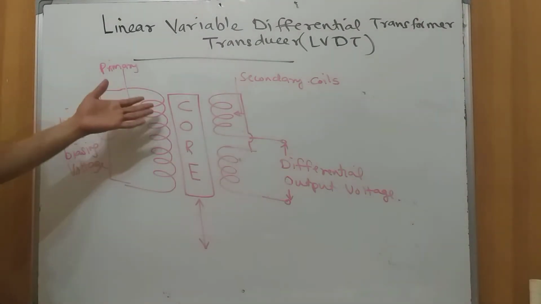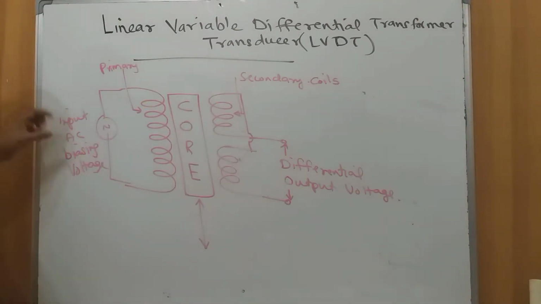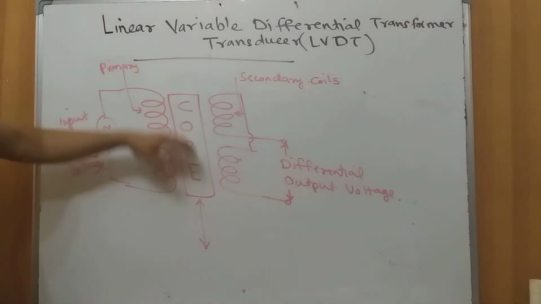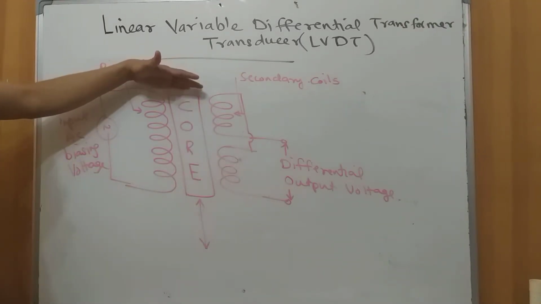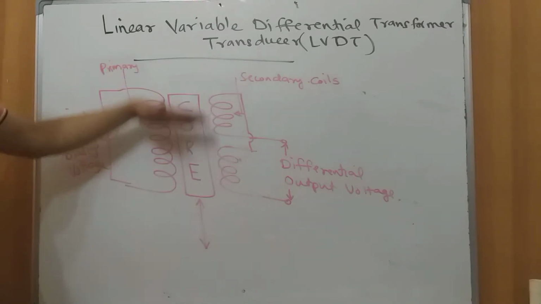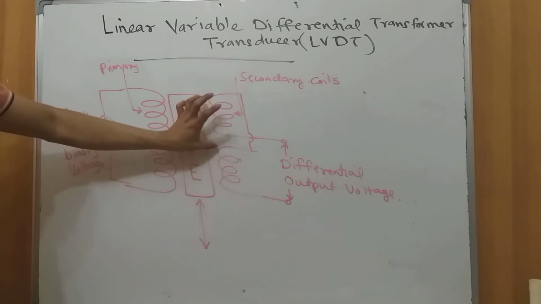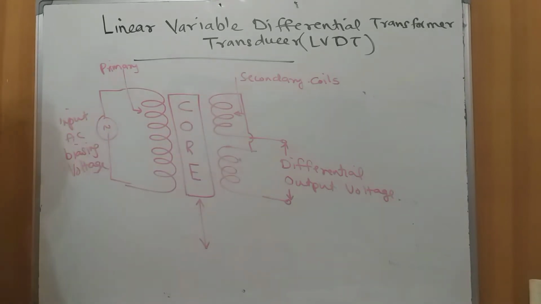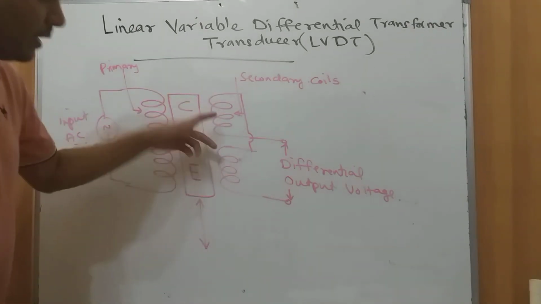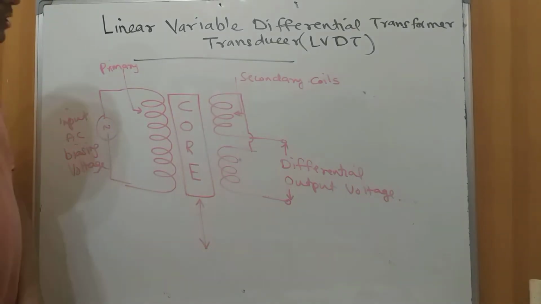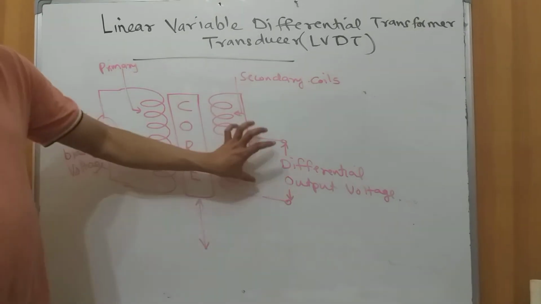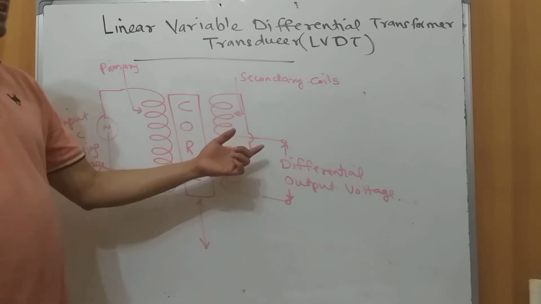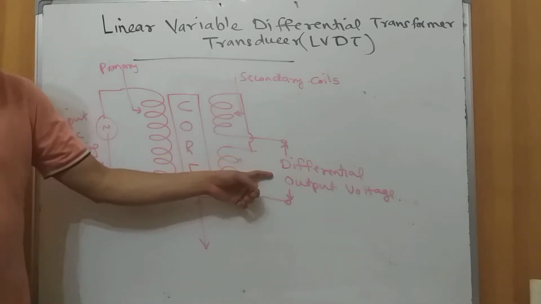Now the primary normally consists of a large number of turns, and normally it is biased by an AC signal, normally at a power frequency or maybe a higher frequency. And we have a core here, and this core is a movable core. This core can be moved up or down. Then there are two sets of secondary coils, and these coils are exactly identical, and they are connected in such a way that the outputs in these two coils are subtracted, so you will get a differential voltage at the output.